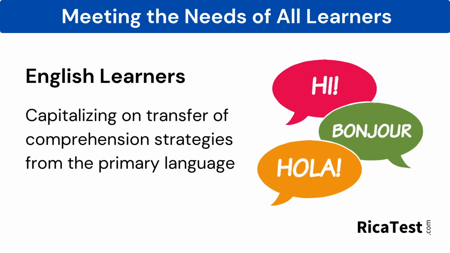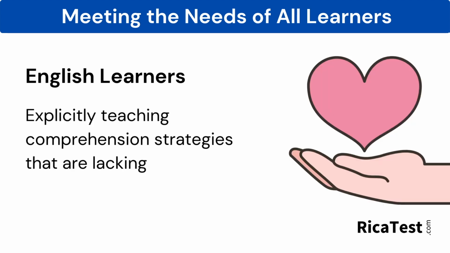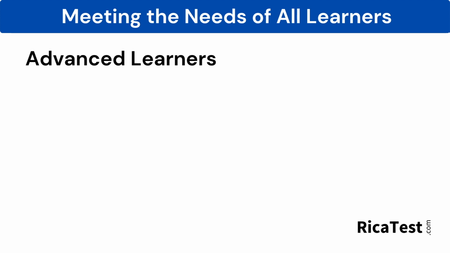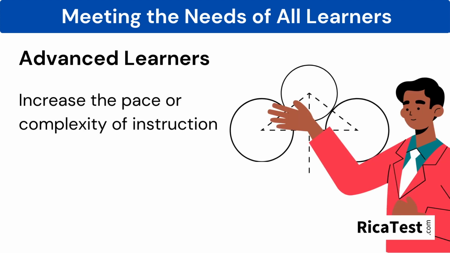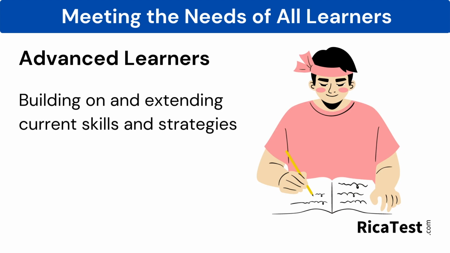For our English learners, we can spend more time capitalizing on the transfer of comprehension from strategies that they already know in their primary language. We can also explicitly teach comprehension strategies that are currently lacking. And our third set of learners are our advanced learners, who we can support by increasing the pace and complexity of instruction, as well as adding multiple texts and building onto their current set of skills and understandings.